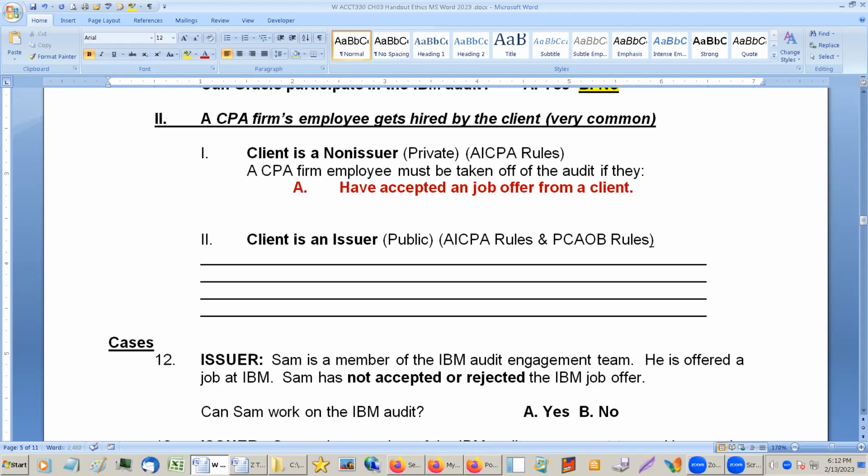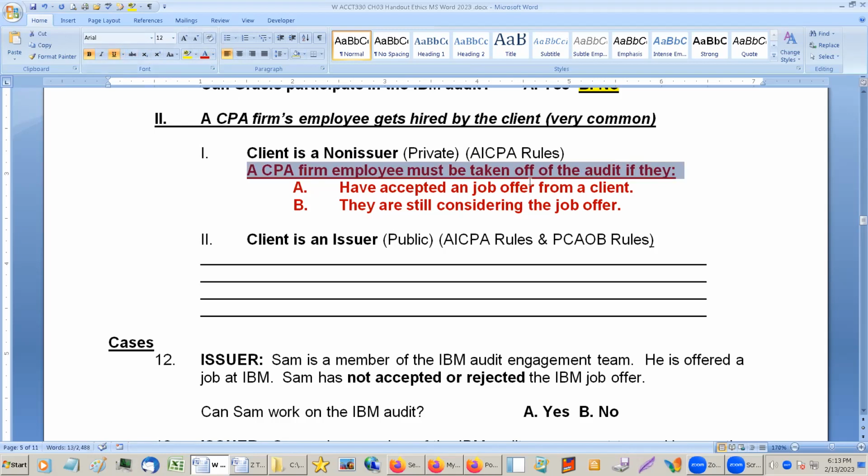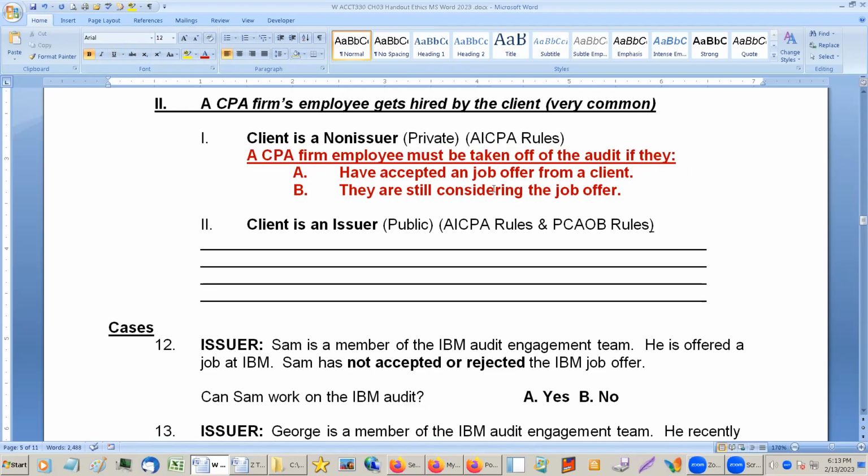Or B, they are still considering the job offer. So they must be taken off the audit if they, one, have accepted the job offer from the client, or B, they are still considering the offer.